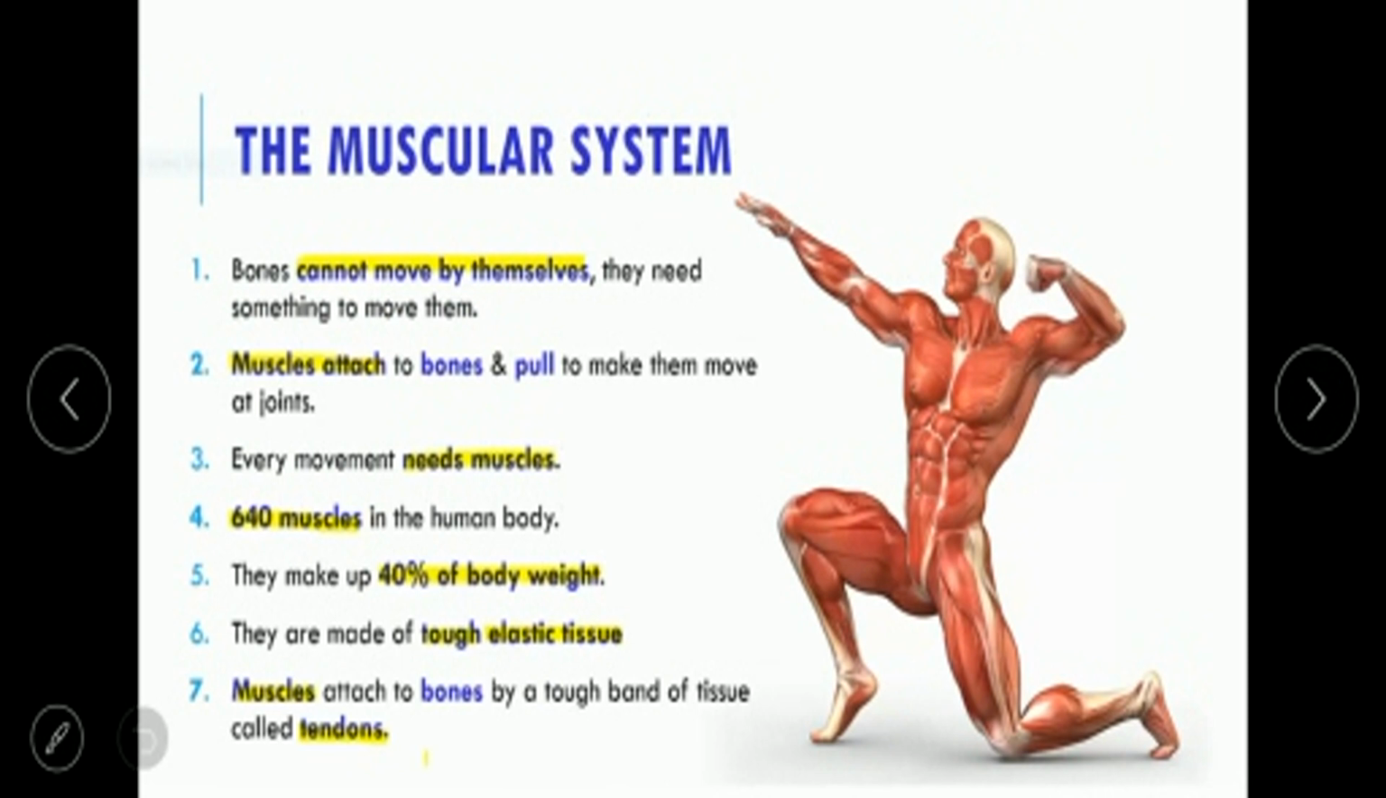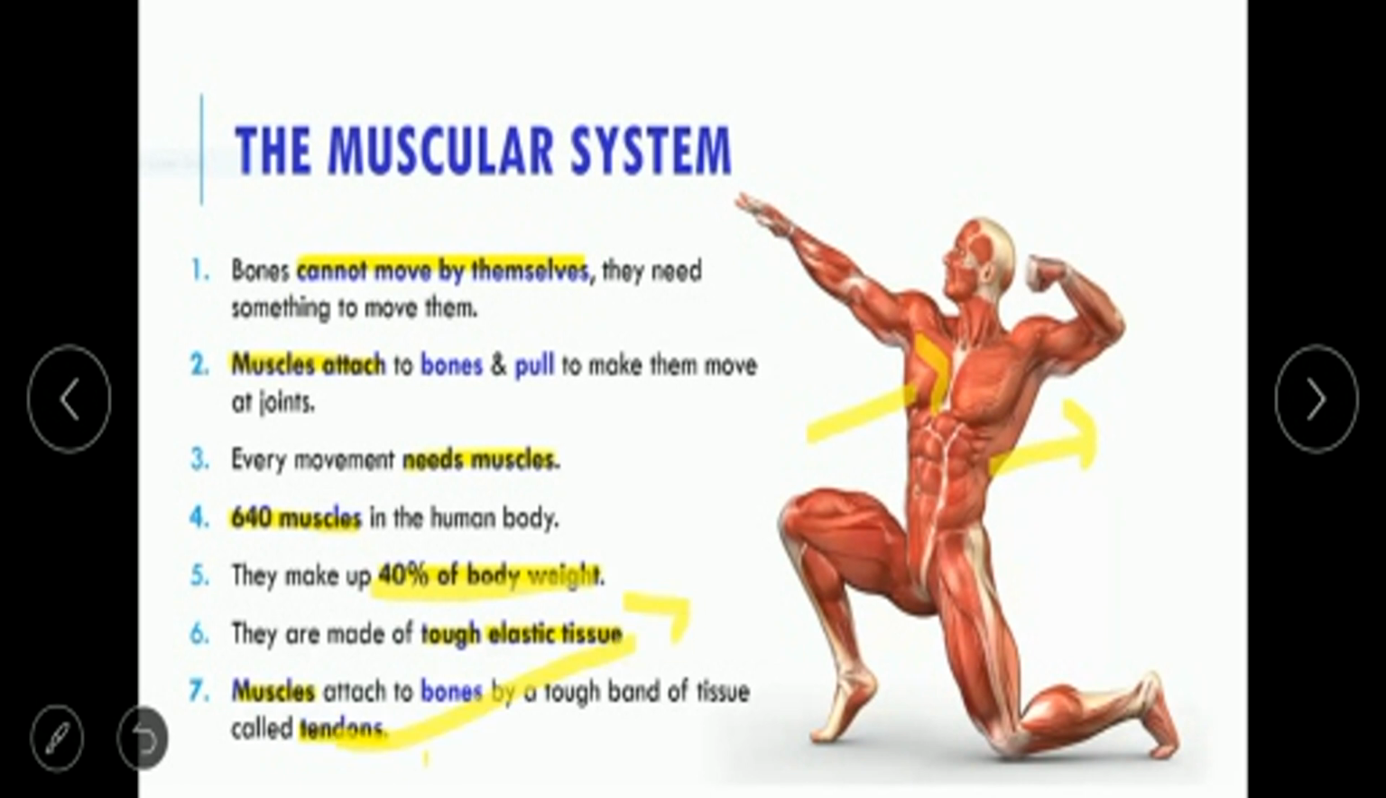Muscles make up about 40% of the weight as we measure on the weighing machine. They are made up of tough elastic tissue. Muscles are attached to bones by a tough band of tissue called tendons.